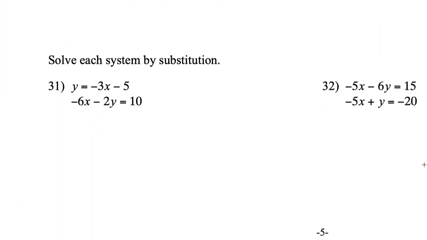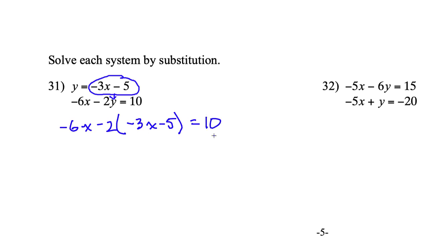So 31, substitution. Substitution states that we need to solve for one variable, but we already have one variable solved for, like y is equal to all of this, which means if all of this -3x minus 5 is y, then this y must also be -3x minus 5. So this -3x minus 5 is being plugged into this y. I'm going to rewrite this bottom equation up here, -6x minus 2, but in the place of y, I'm now substituting in -3x minus 5. And then copying down the equal sign and 10.